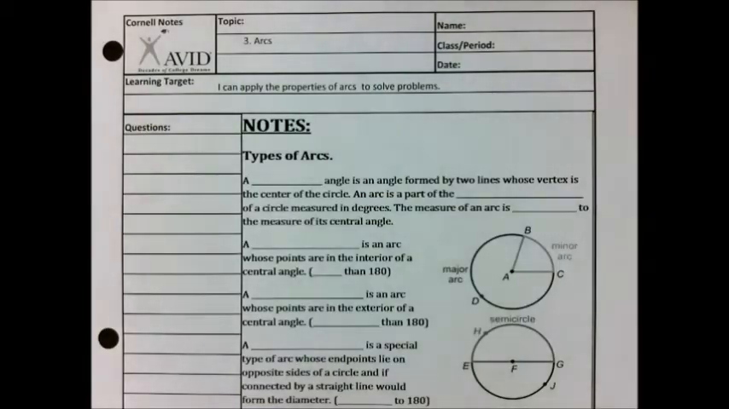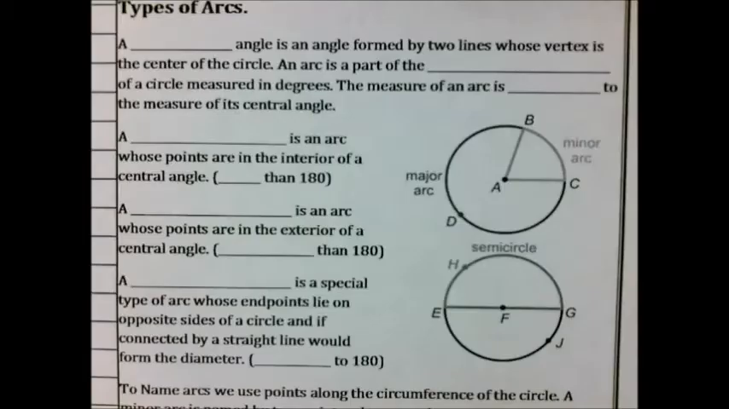Alright, so we're going to talk about arcs now, and your learning target is I can apply the properties of arcs to solve problems. So first let's go over some types of arcs, okay? Actually the first thing we're going to talk about is the central angle, okay? So your first blank is central angle. A central angle is an angle formed by two lines whose vertex is the center of a circle, okay?